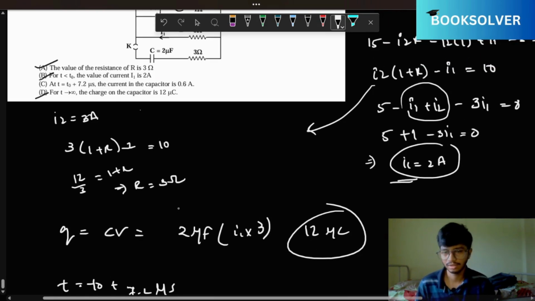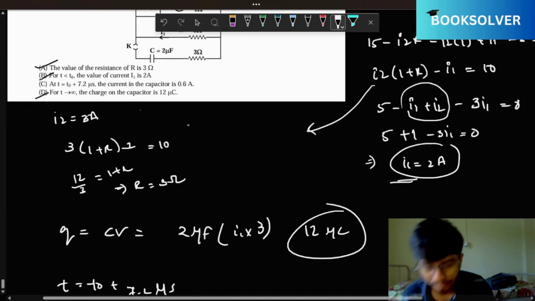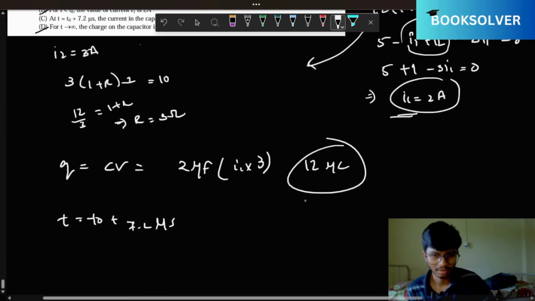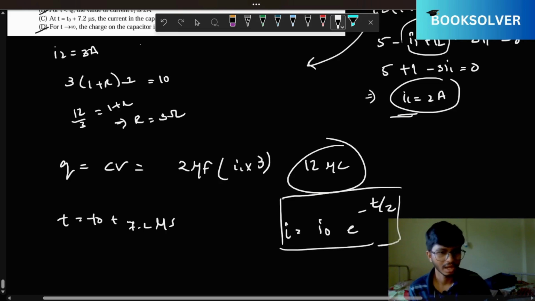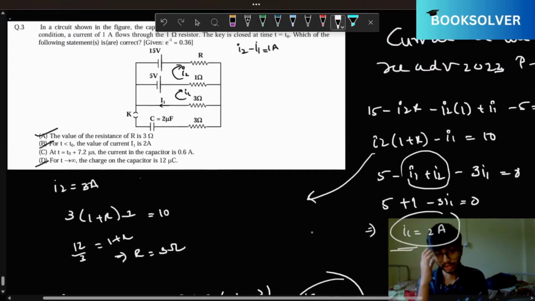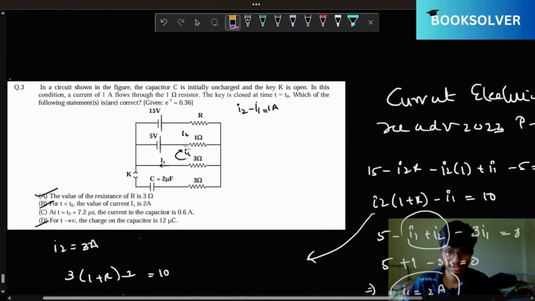At t naught, this thing starts, right? Okay. After t naught, I is equal to I naught times e to the power minus t by tau. Tau is R times C. Now we need to calculate R, and for that we are going to use Thevenin's method. Alright, what is Thevenin's method?